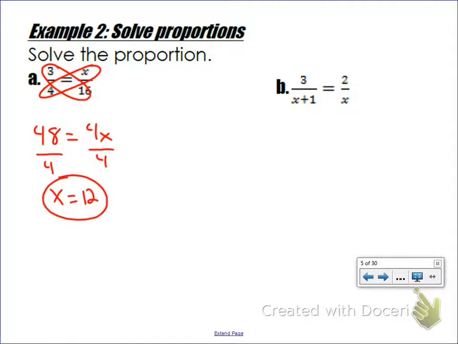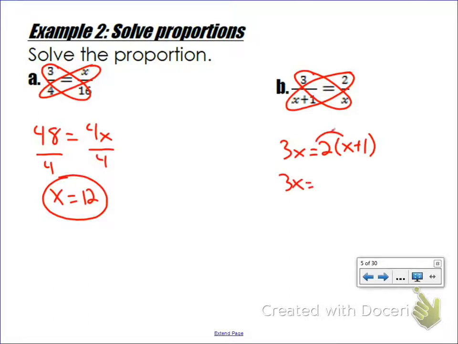Now over here, for part B, I've got 3 over x plus 1 equals 2 over x. We're still going to cross multiply. I'm going to multiply 3 times x, which is just going to be 3x, and that's going to be equal to 2 times x plus 1. Now it's important to remember when I multiply 2 times x plus 1, it is 2 times the quantity x plus 1, which means I'm going to need to distribute this 2 to the x and to the 1.